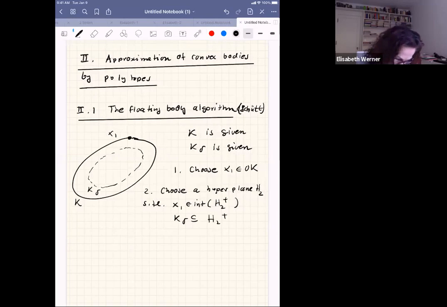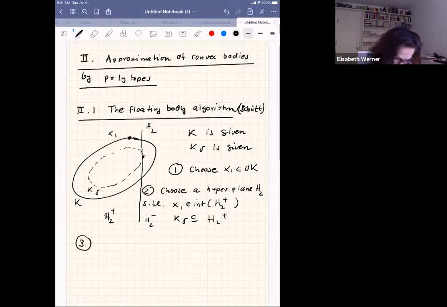So we choose the hyperplane, for instance, like so. This is our hyperplane H2. We have the two half spaces H2 plus and H2 minus. And now comes the third step. So that was the first step, the second step. Now comes the third step.